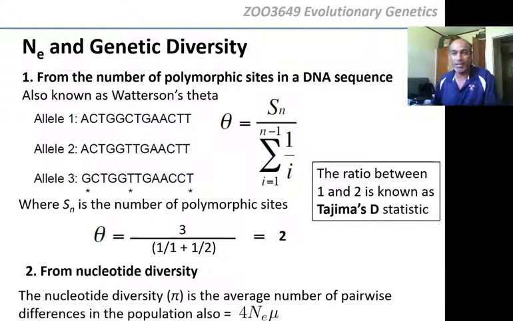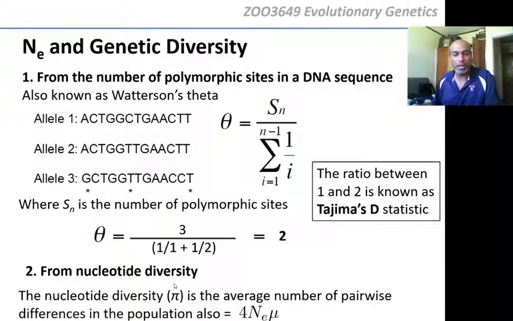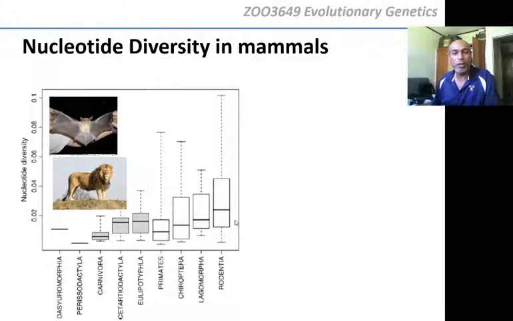Okay, and quite finally now I want to show you that this nucleotide diversity, which is this one here, pi, the average number of pairwise differences, is actually highly changeable, even in mammals. You see, carnivores, whales and horses and so on, they have really low nucleotide diversity. Whereas other animals like rodents, rabbits, bats, they have a much higher nucleotide diversity.